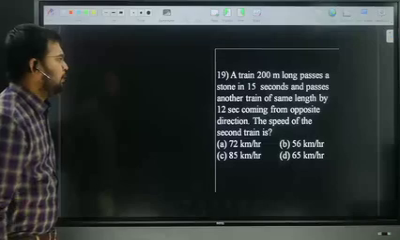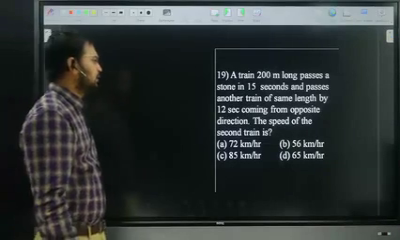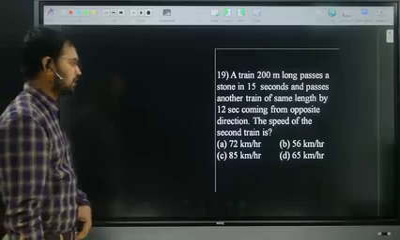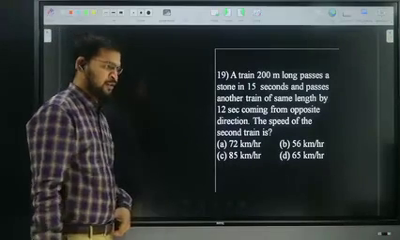A train 200 meters long passes a stone in 15 seconds and passes another train of the same length in 12 seconds, coming from the opposite direction. What is the speed of the second train?